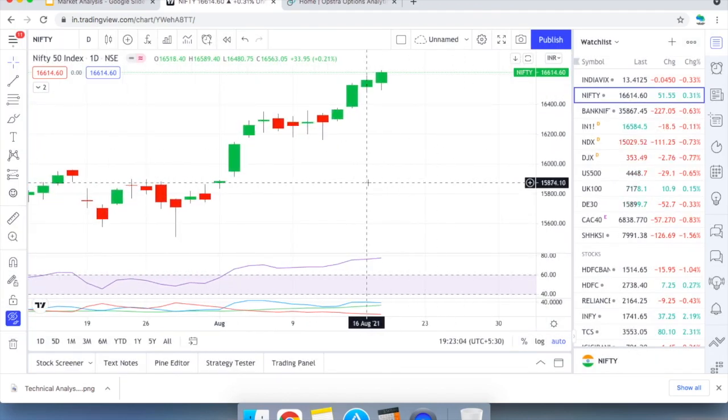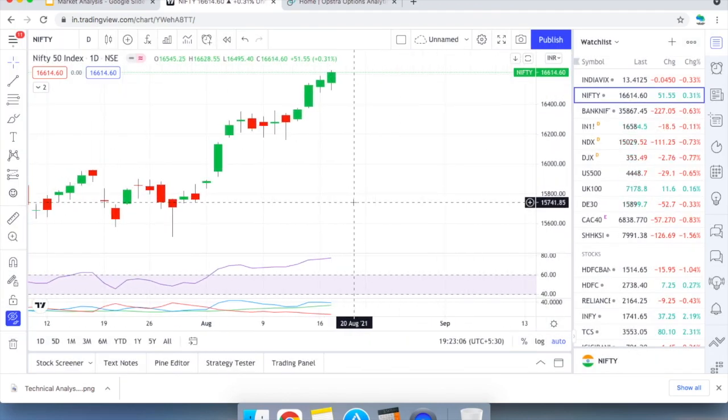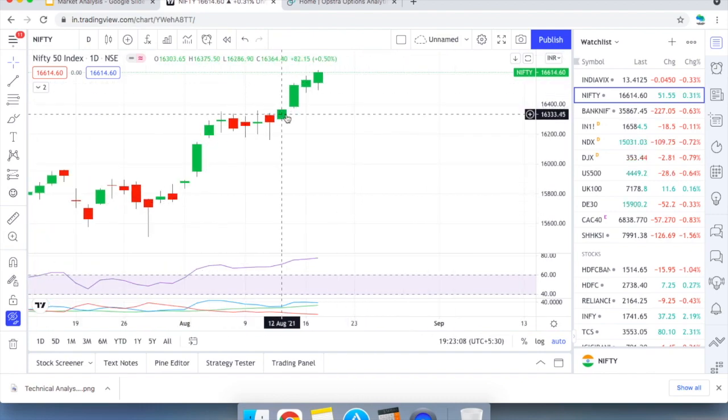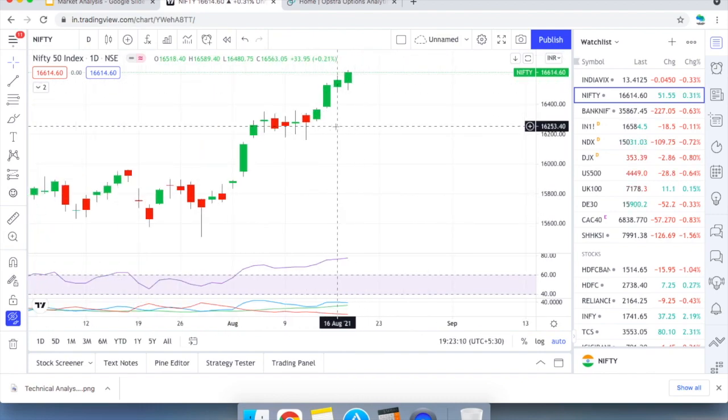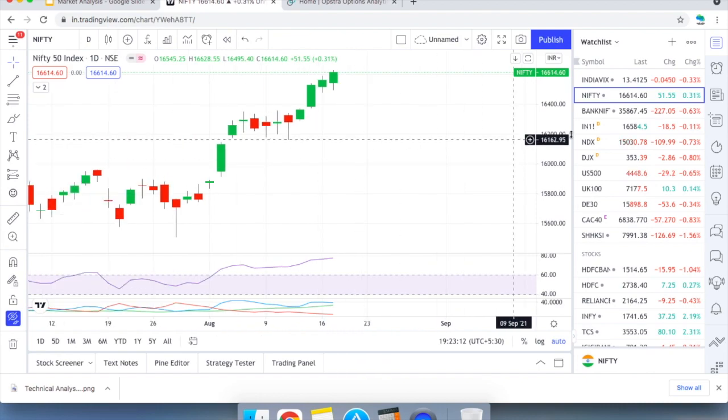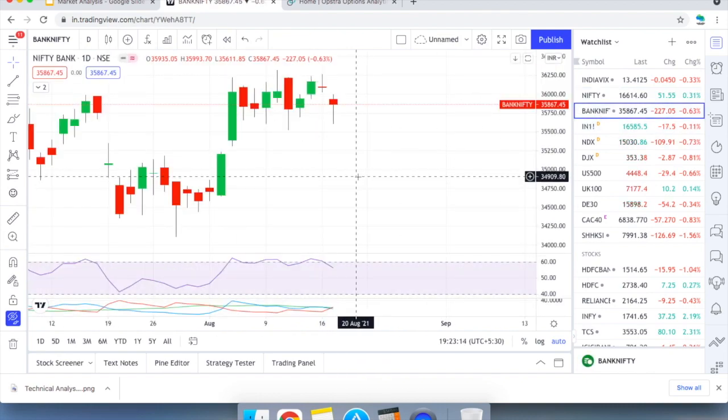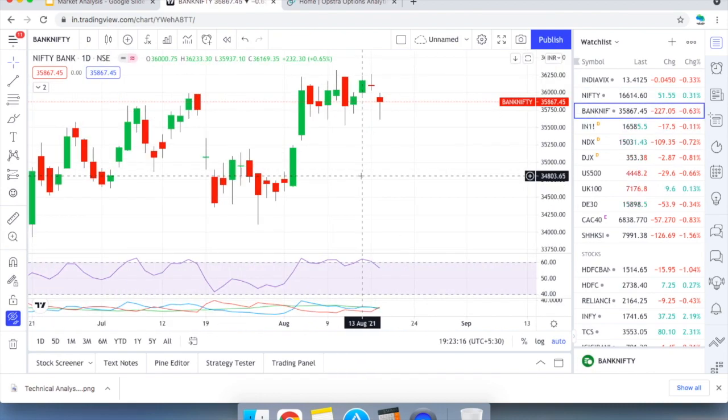So this is the Nifty 50 index chart that you're seeing here. It's clearly a breakout that is continuing, and it's a bullish candle, very bullish. But look at Bank Nifty.